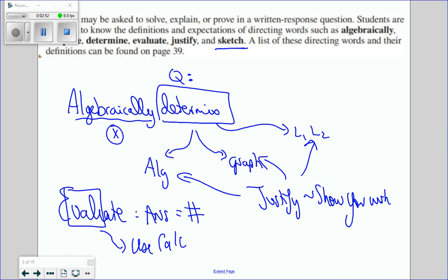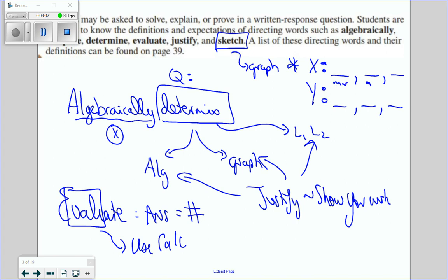Sketch is another word for graph. You don't have to plot any points, but you must give the window settings. And we've talked about that a ton. So min-max scale.